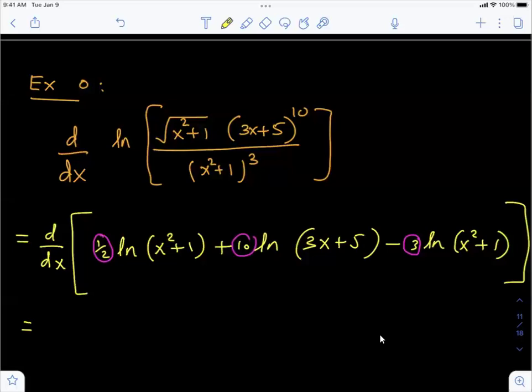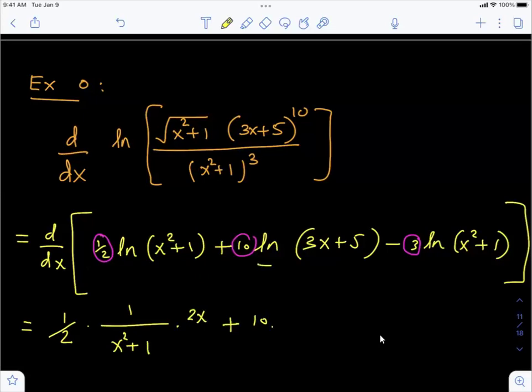So now let's take the derivative. When you take the derivative, this is going to be the derivative of the first component and the second component and the third component, and they are just combined by additions or subtraction. So 1/2, which is exactly this factor, times 1 over x squared plus 1 times the derivative of the inner function, which is 2x. Don't forget, I utilized the chain rule in that case.